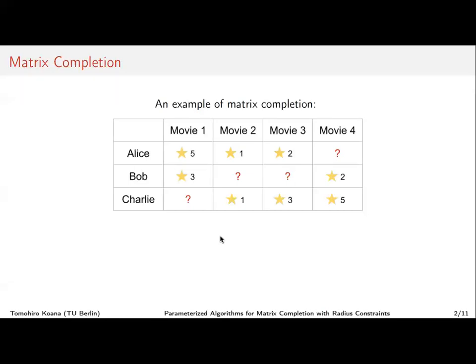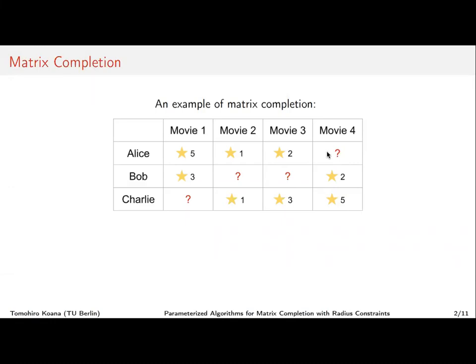So for instance, you can see that Alice liked movie 1 a lot. And if you look at Charlie, Charlie liked movie 4 a lot. But it's also possible that, for instance, Alice didn't have any rating for movie 4. Well, it could be because she didn't watch the movie yet, or maybe she watched it, but she decided to not give any rating at all.